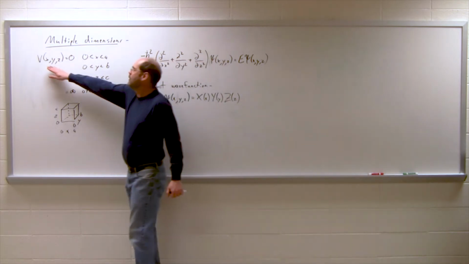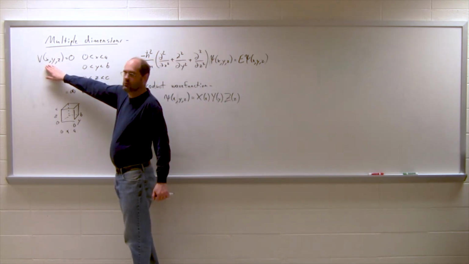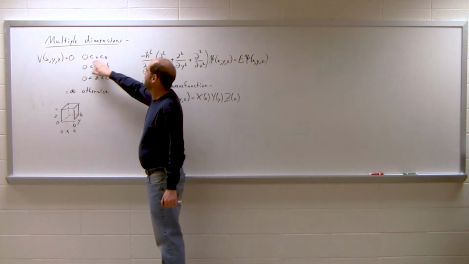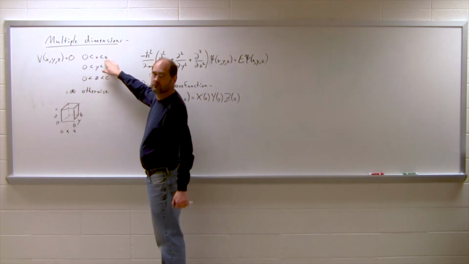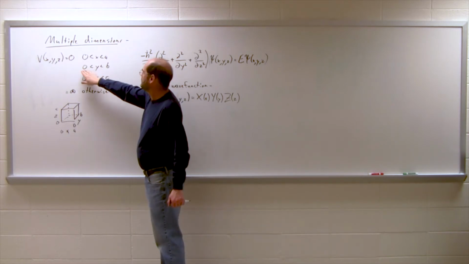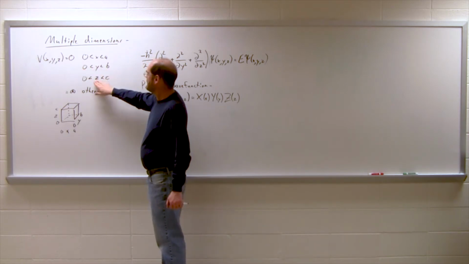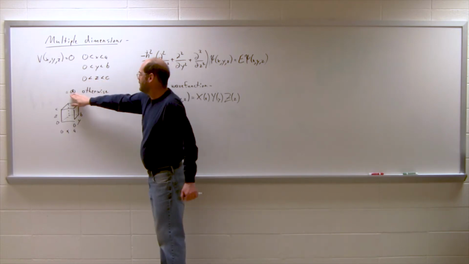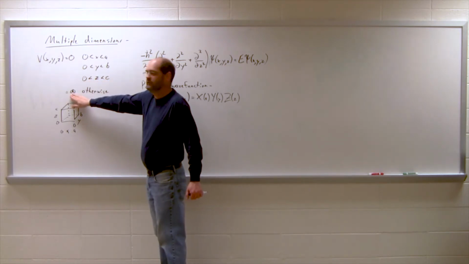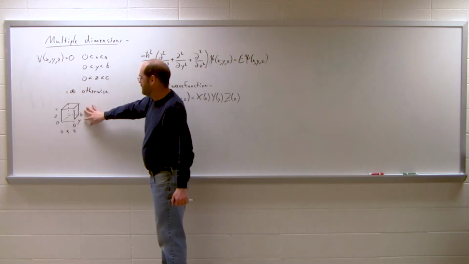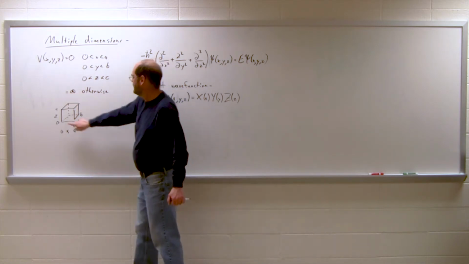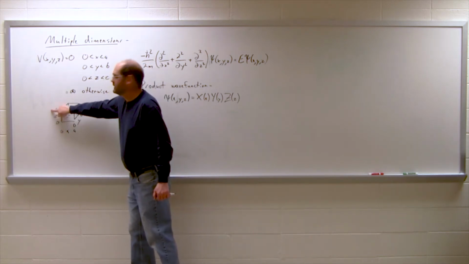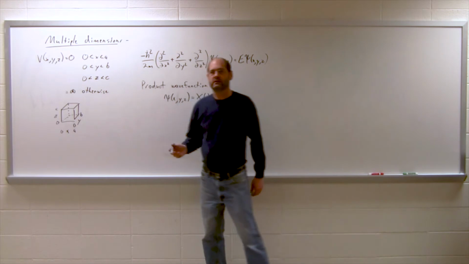So my model is now that the potential, a function of x, y, and z, is equal to 0 between the values of x equals 0 and a, y between 0 and b, and z between 0 and c. Anywhere outside of the box, the potential is infinity. Here's a diagram. I've drawn out my box, my x direction, my y direction, 0 to b, and my z direction from 0 to c.